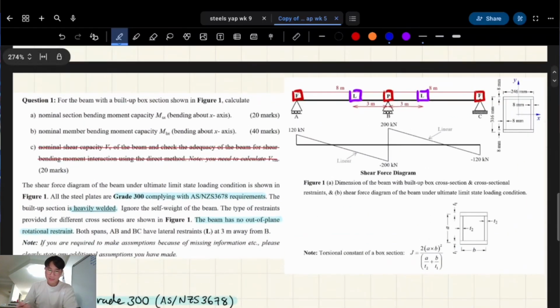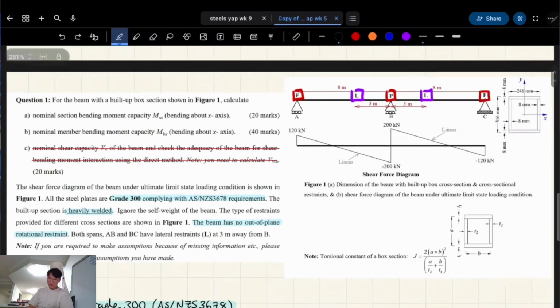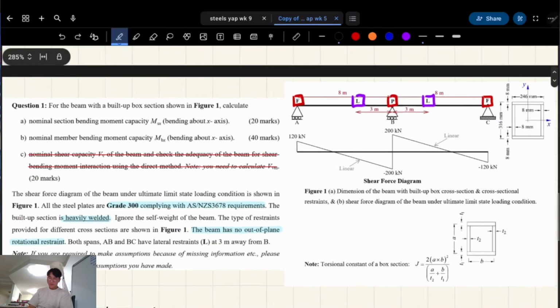Okay, so what I've done here, you can probably immediately notice, is I've crossed out this part. In the assignment, they wanted us to find the shear capacity of the beam as well, but we're not going to talk about that until week 7. There's quite a bit of information here to take in. Let's look at the blue highlighted stuff first. It says it's grade 300, and it's also heavily welded. These are things we're going to have to keep in mind, information provided in the question that we'll need for some of the tables.